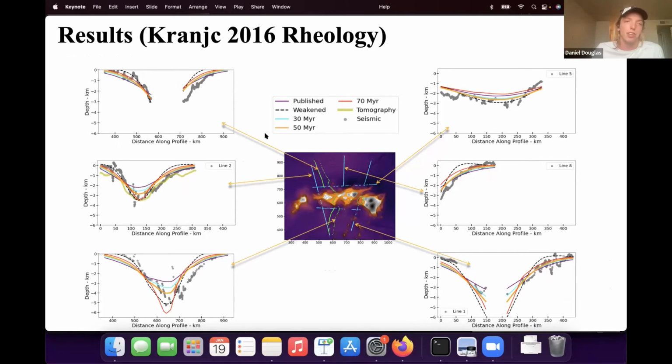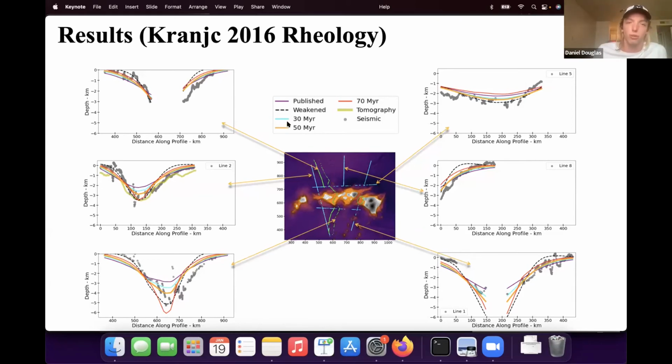And I'm only going to talk about 3 of these colors on this legend here. The most important one is this gray color, which is the seismic data, so the actual observations of flexure along various transects along the island chain. And then I'm going to focus on this black dash line, which is the previous study's preferred method of weakening rheology to fit the data set. So whenever we see this black dash line, that's the other study's method.